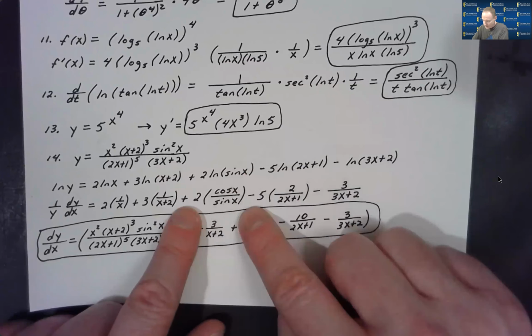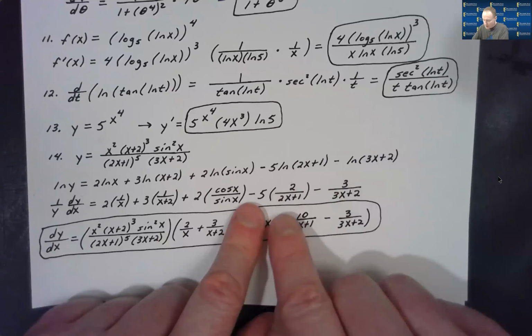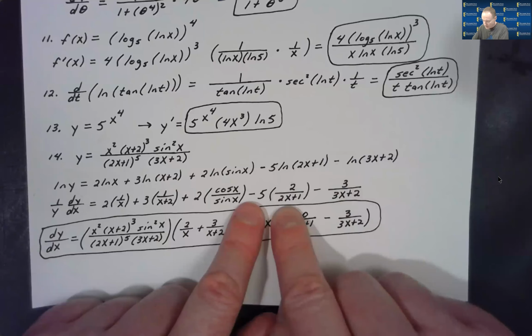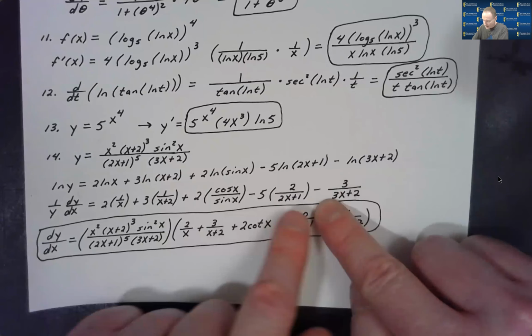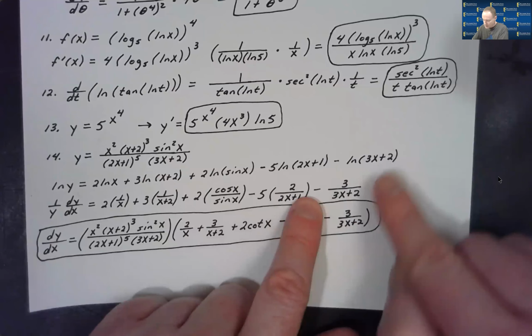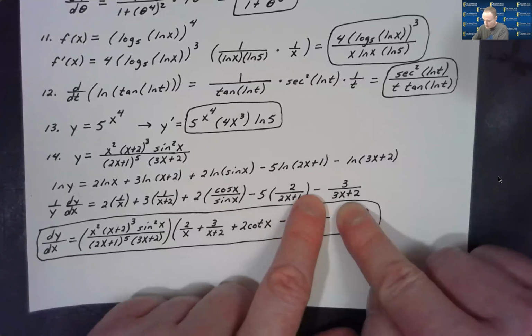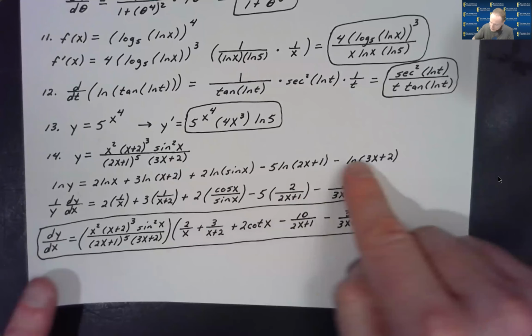Same thing in the next one. I said minus 5, and then the derivative of the natural log of 2x plus 1. 2x plus 1 goes in the denominator. The derivative of 2x plus 1, which is 2, goes in the numerator. Then the last one, we have minus the derivative of the natural log of 3x plus 2. 3x plus 2 goes in the denominator. Its derivative, 3, goes in the numerator. So I've taken the derivative at this point.